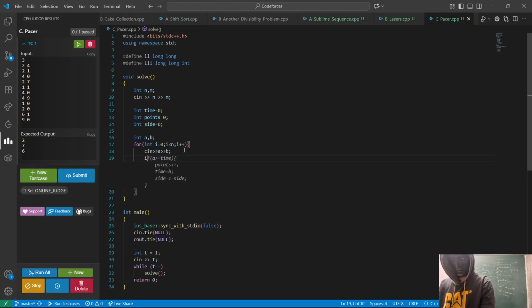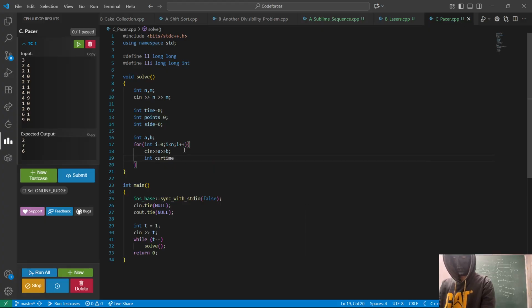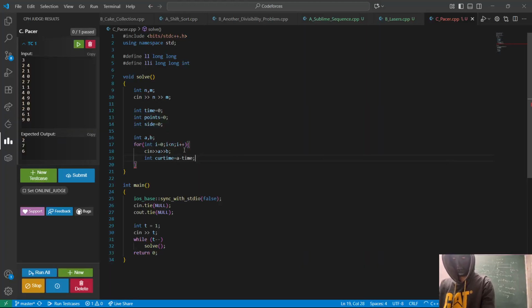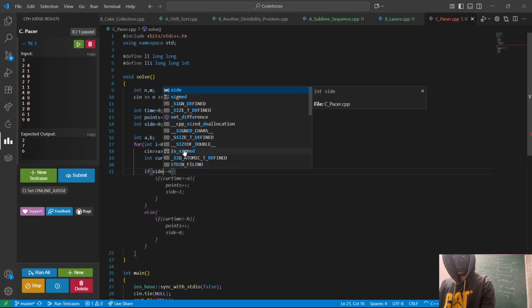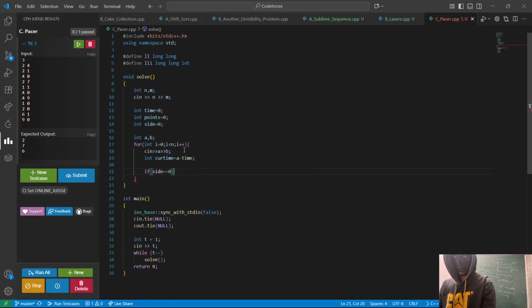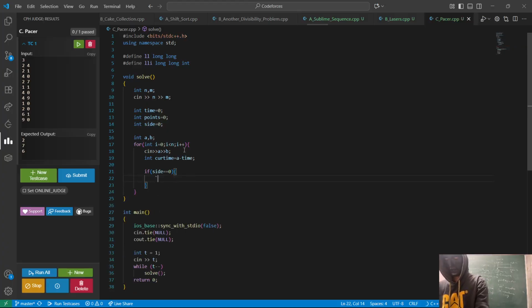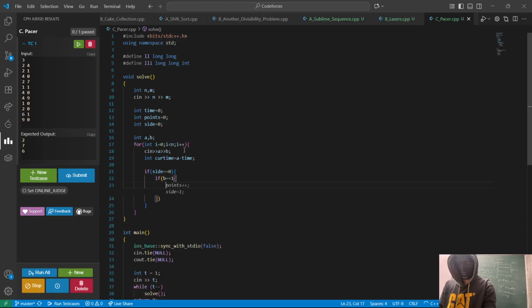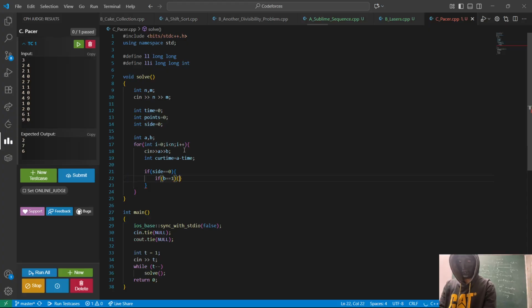So you'll have to find the current time, which is basically the time frame that I was telling you, which will be a minus time, right? Now you'll have to check if you are at side 0. When you are at side 0 and your b is equal to 1, which means you want to reach the other side.